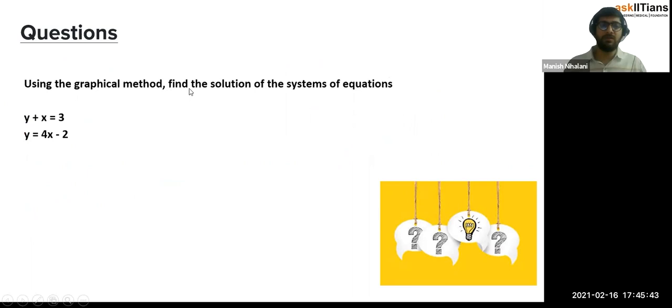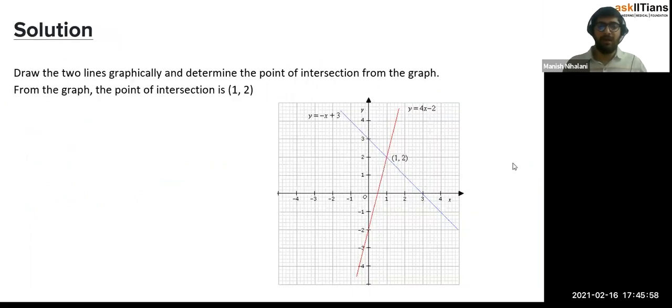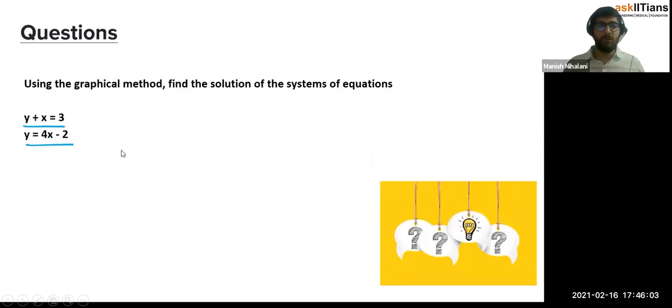So the next question is, using the graphical method you have to find the solution of this system of equations. So you have y plus x equal to 3. Similarly, you can try solving these two, and you would get the point of intersection as 1 comma 2. So how will you solve these two equations? First arrange them. So x plus y is equal to 3, and the second one is 4x minus y is equal to 2.